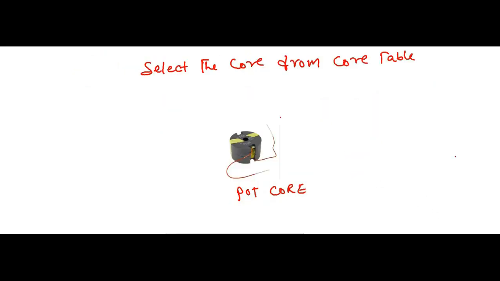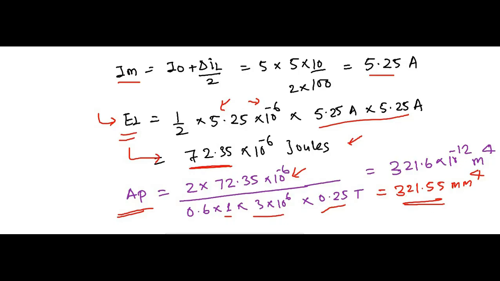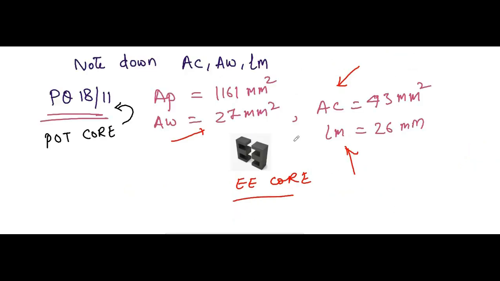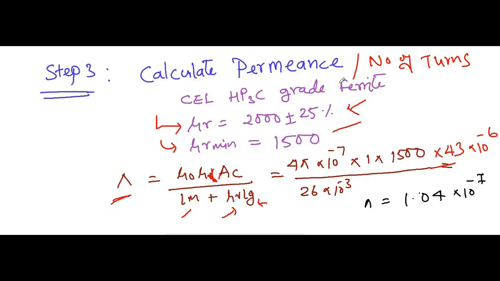What is your calculated value for your area product? That is 321 mm to the power 4. Now I have selected the core, and in step 3 I'm going to calculate the number of turns, and in order to calculate the number of turns you have to calculate the permeance first. Let us say you have selected the HP3C grade ferrite, wherein the relative permeability of your ferrite core is 2000 plus minus 25%. So minimum mu r is going to be 1500.